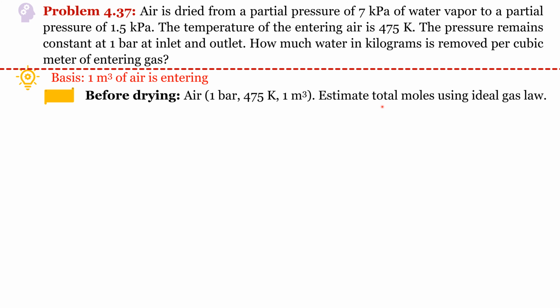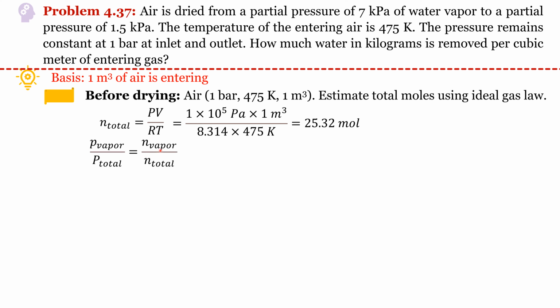Now using Dalton's law, we can write partial pressure of vapor divided by total pressure will be equal to moles of water vapor divided by total moles. Partial pressure of water vapor is given in the problem and total pressure is also given, and total moles we have already estimated, so we can easily estimate the moles of water vapor in the entering air before drying. So moles of water vapor will come out as 1.77 mole.